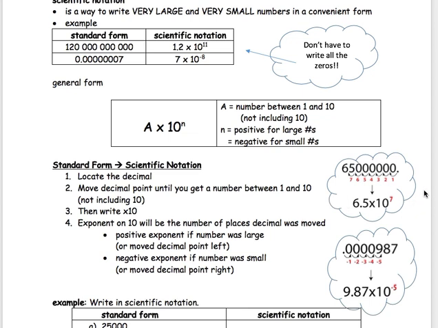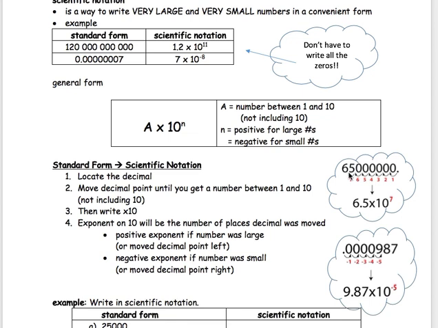So we're going along here, moving it, and say if I stopped right here, I would have the number 6,500. Okay, that's not between 1 and 10. So I'm going to move it over again, and then I'm at 650, still not what I need. One more, I'm at 65, still not between 1 and 10. Move it one more, 6.5. Okay, so 6.5 is okay. You can have that number as your A value.